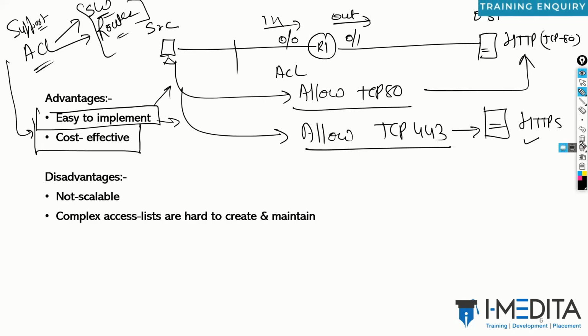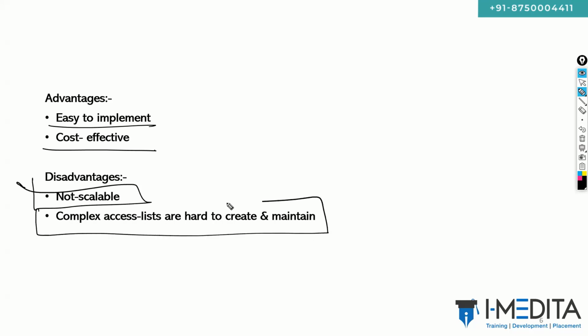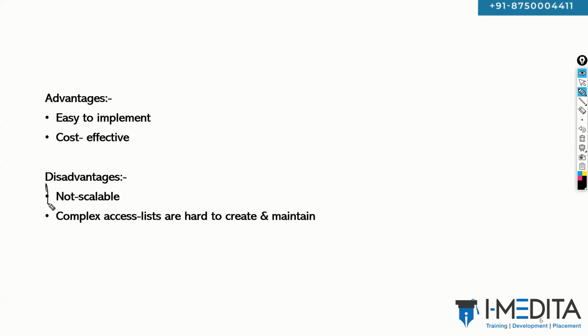So two advantages you can count for packet filtering: easy to implement and cost effective. Next we have the disadvantages. Disadvantages are: not scalable, and complex access lists are hard to create and maintain. Troubleshooting is also difficult. What is the meaning of not scalable?